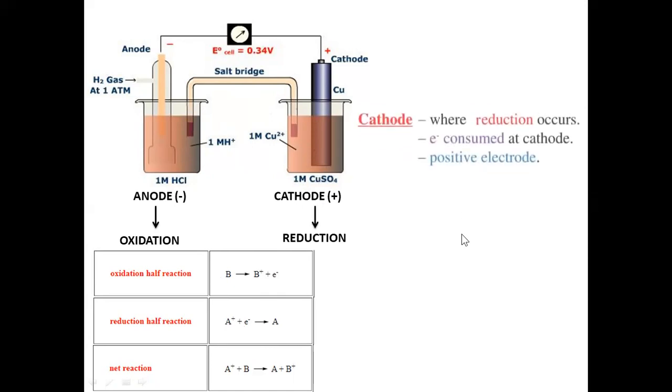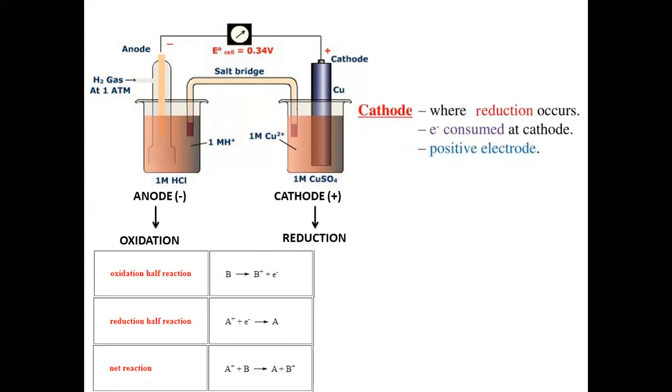Now let's define again the cathode. The cathode is where reduction occurs. Our electrons are consumed on this side. When we say reduction, it is the gain of electrons at the reactant part. Now the anode is the electrode where oxidation occurs. This is where electrons are also produced.